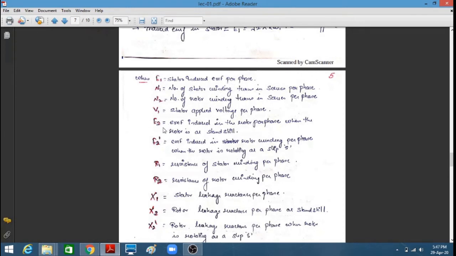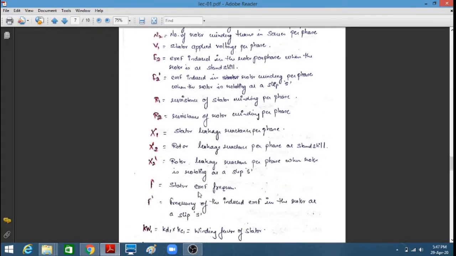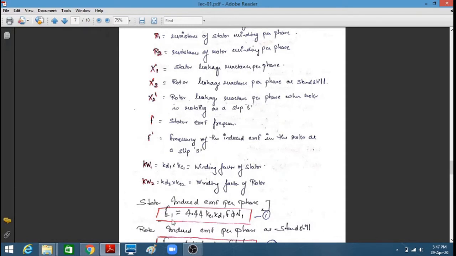And you can see E2 is the EMF induced in the rotor per phase when the rotor is at standstill. But E2 dash means the motor is running at slip S, and slip is the change in speed, that is (ns minus nr) upon ns. Now Kw1 is the winding factor of the stator side, and Kw2 is the winding factor of the rotor side. Similarly, root 2 pi can be stated as 4.44.